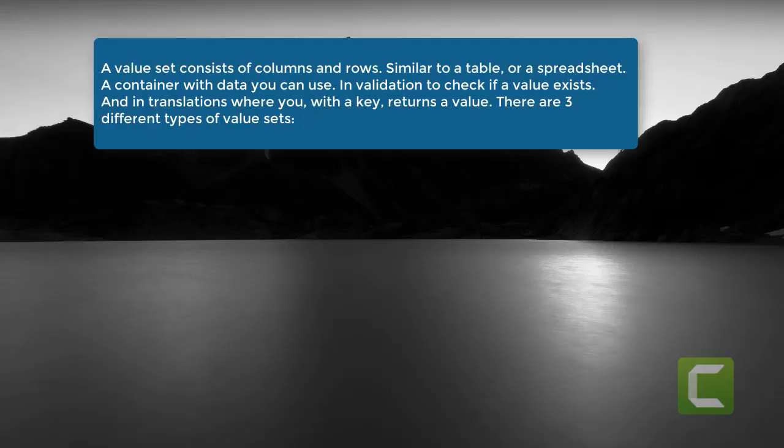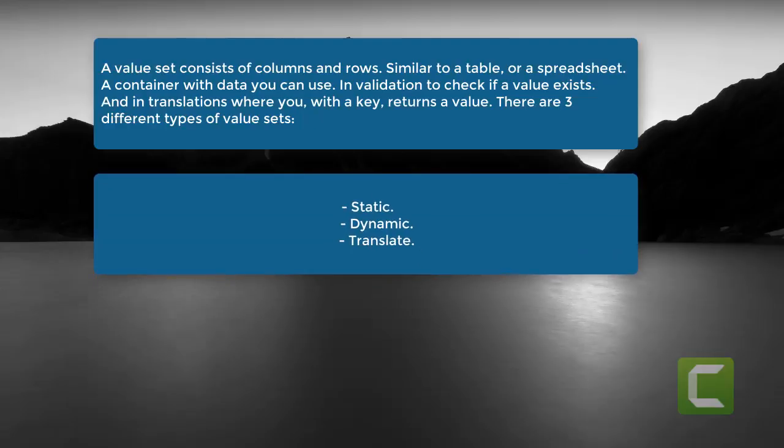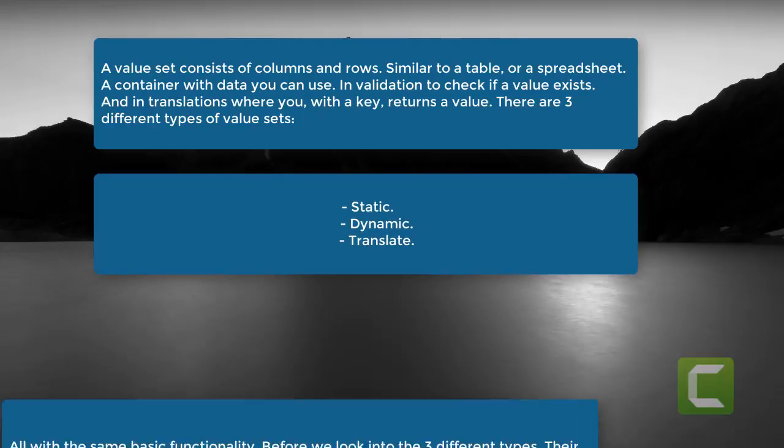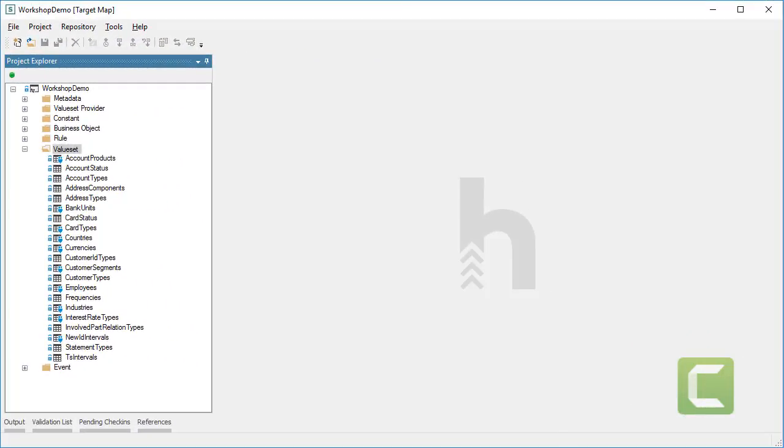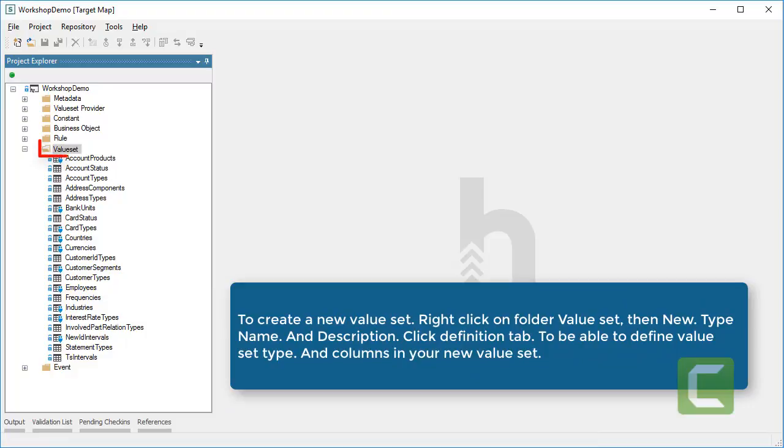There are three different types of value sets: static, dynamic, and translate, all with the same basic functionality. Before we look into the three different types, their characteristics, and how to fill in data, let us start with the basics. To create a new value set, right-click on Folder Value Set, then New.